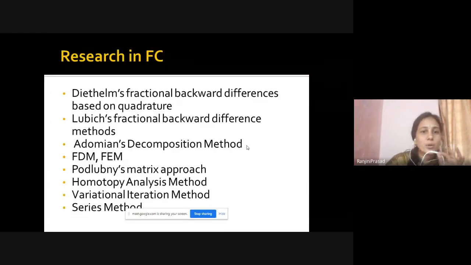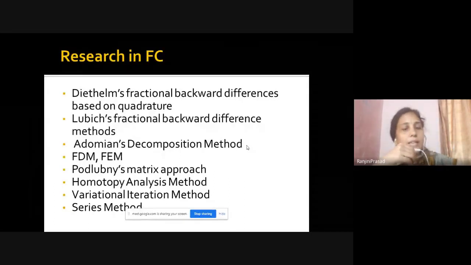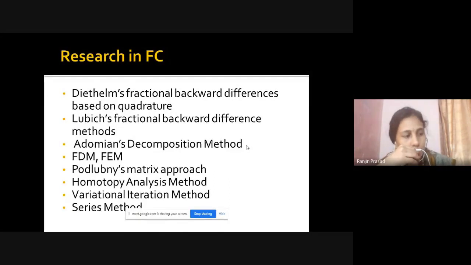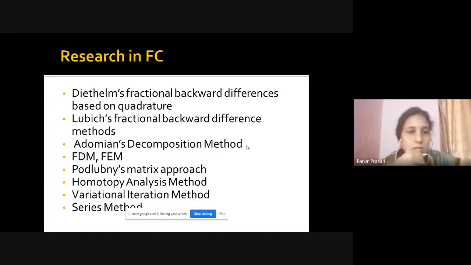Anyway, I'm going to finish up this research in fractional calculus. Aradim has told me that if I tell you about the scope of research in fractional calculus, that will be useful for our students. I told you that analytic methods are very difficult for finding the solution of fractional calculus, but you can go for numerical methods. My students are also using those methods to find solutions of fractional calculus. So these are the methods we can apply. Not only this, more are available.